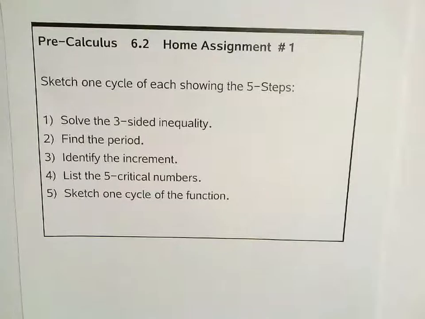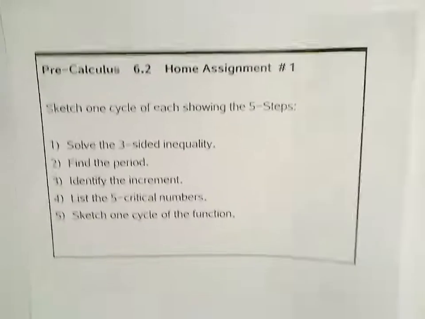Step number 1, solve the three-sided inequality. Step number 2, find the period. Step number 3, identify the increment. Step 4, list the 5 critical numbers. And step 5, sketch one cycle.